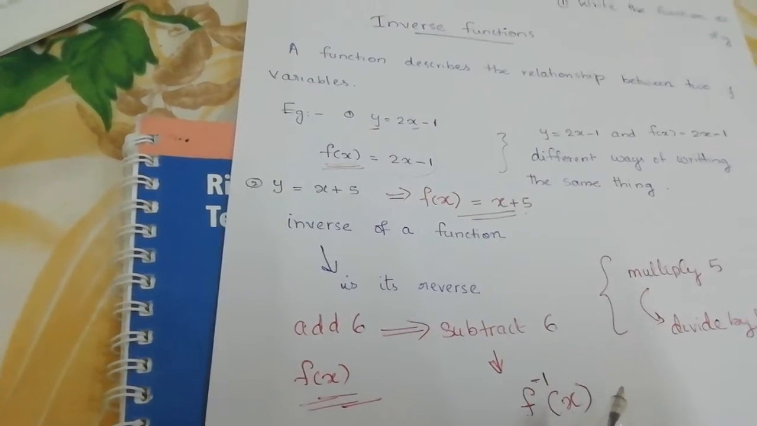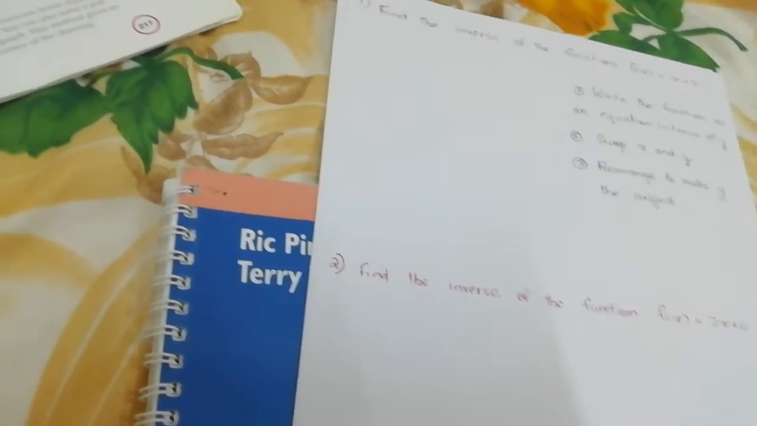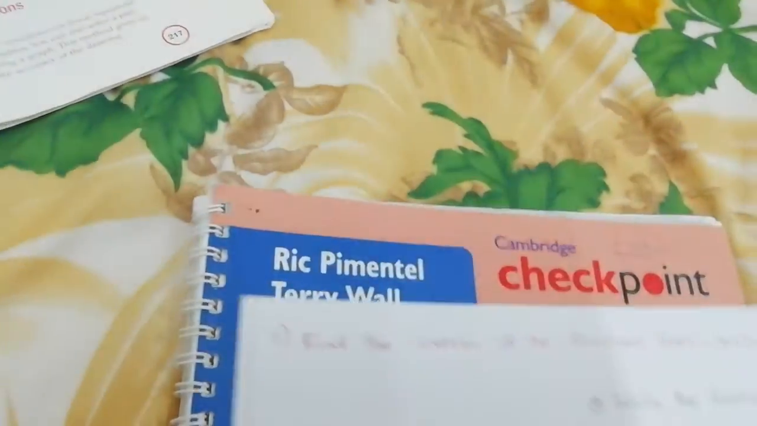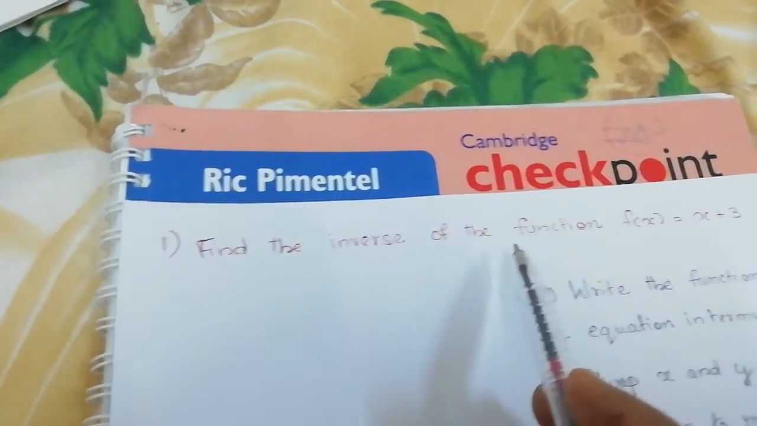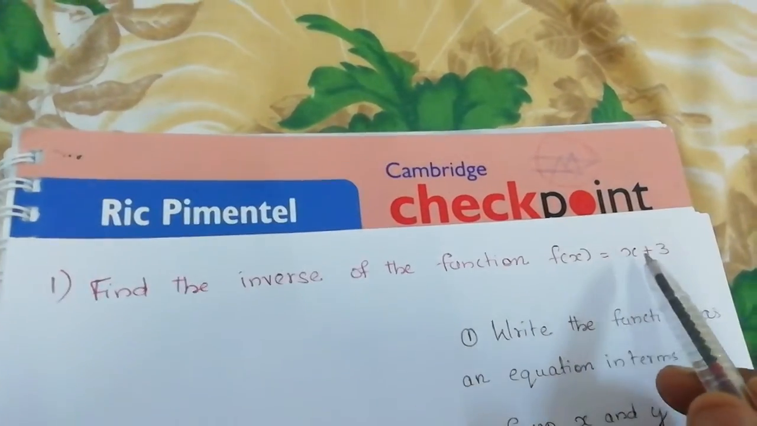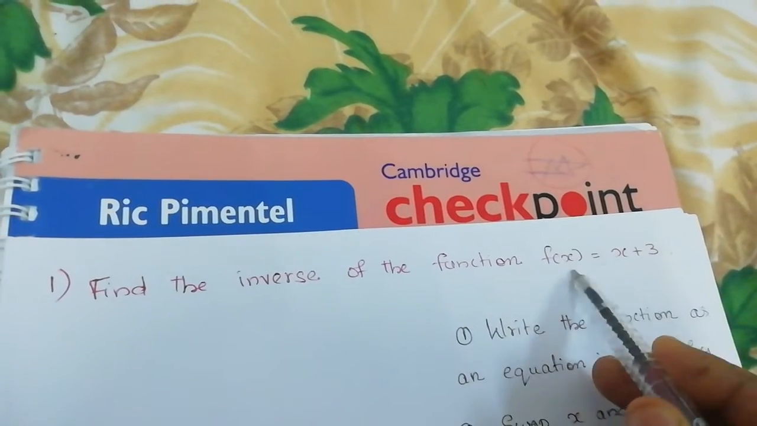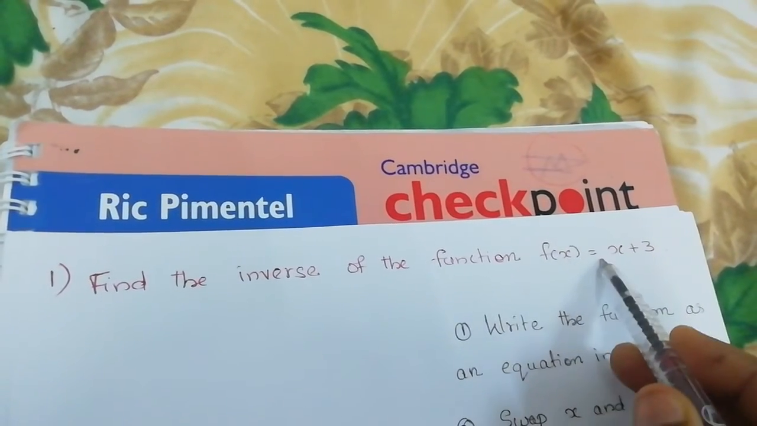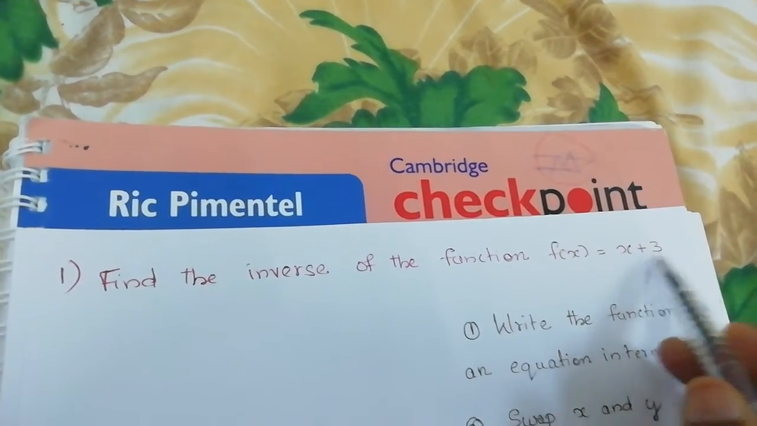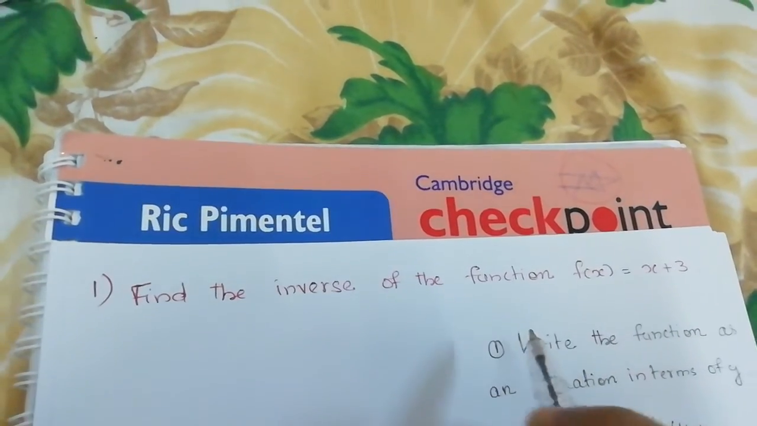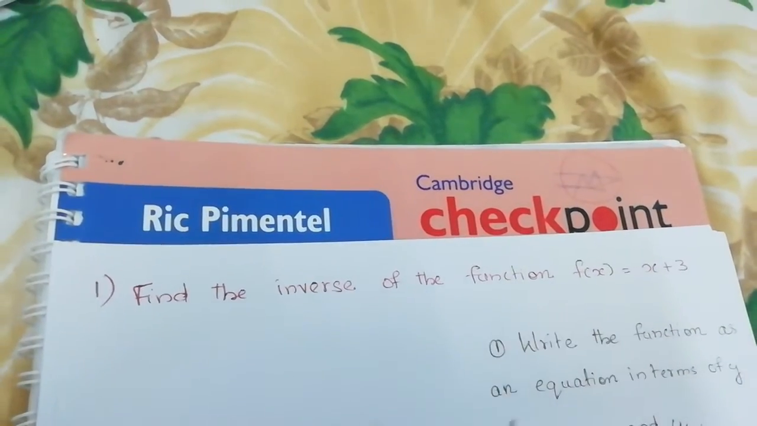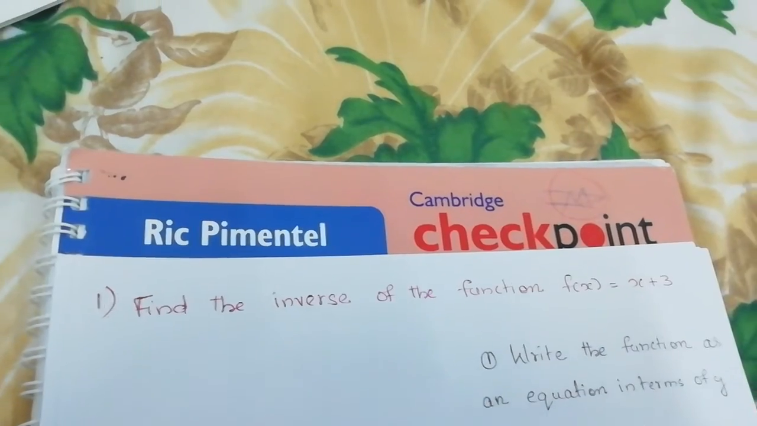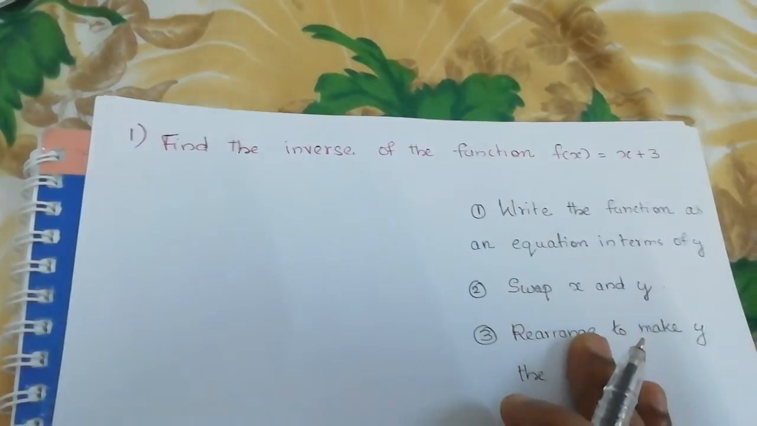Now we are going to do one question: to find the inverse of the function f of x equals x plus 3. So here the function is given, f of x equals x plus 3. How do we find the inverse of the function? To get the inverse of the function, we have to follow some steps. So I have written the steps here.